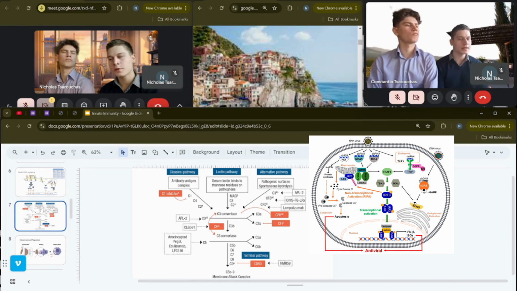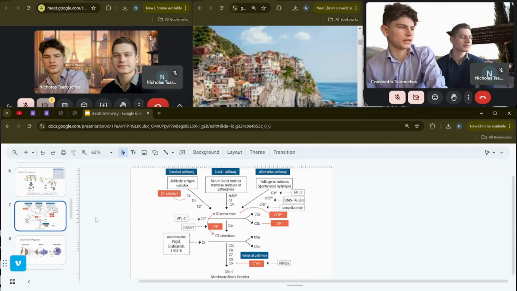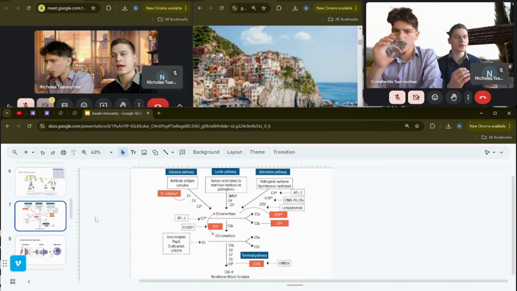Maybe we can link it to systemic lupus, SLE. What are these three mechanisms? Let's explore them in detail. So the complement system acts in sequential pathways. The first is the alternative pathway.